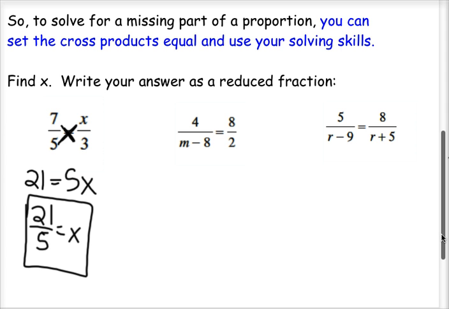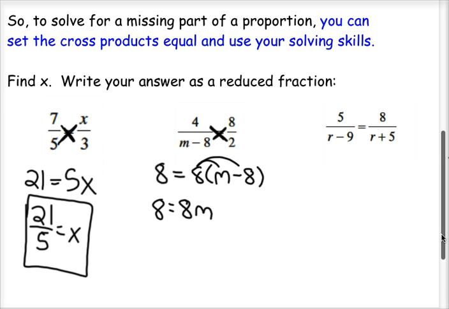So here, 2 times 4 is 8. Here, 8 times m minus 8. And I'm going to write that out simply because I want to show you that you need to distribute it this time to get 8m minus 64.